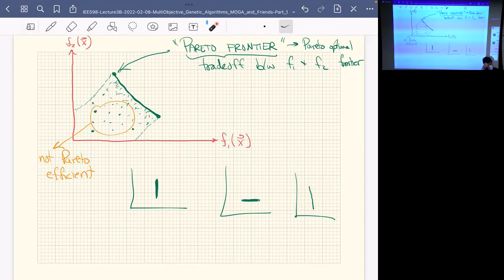Yeah. What if you don't only have two objective functions, let's say you have four? What's the technique for actually knowing what the frontier is?